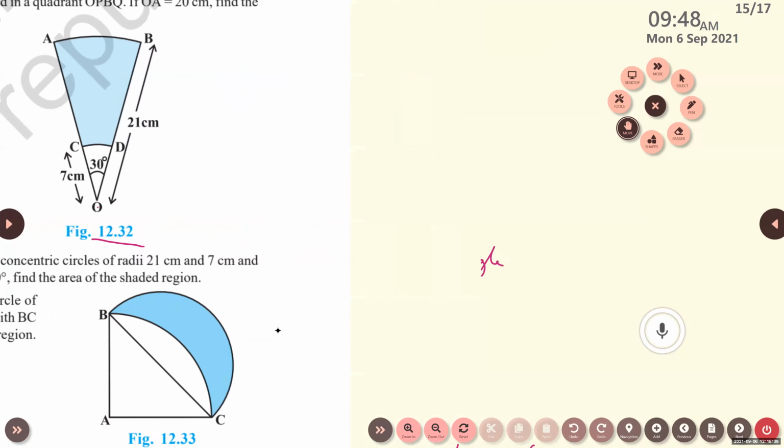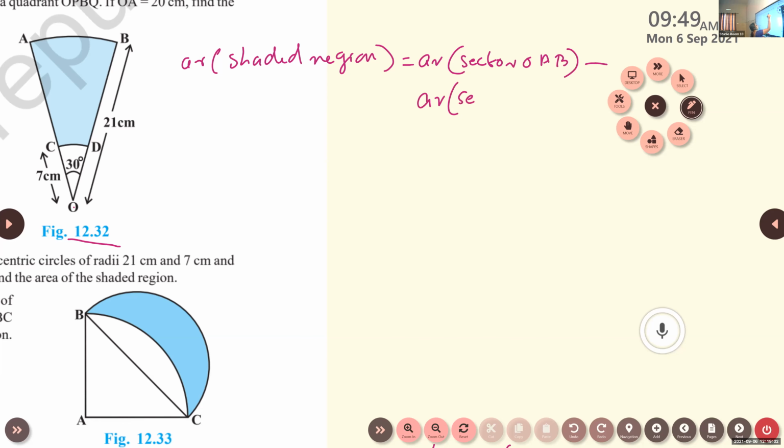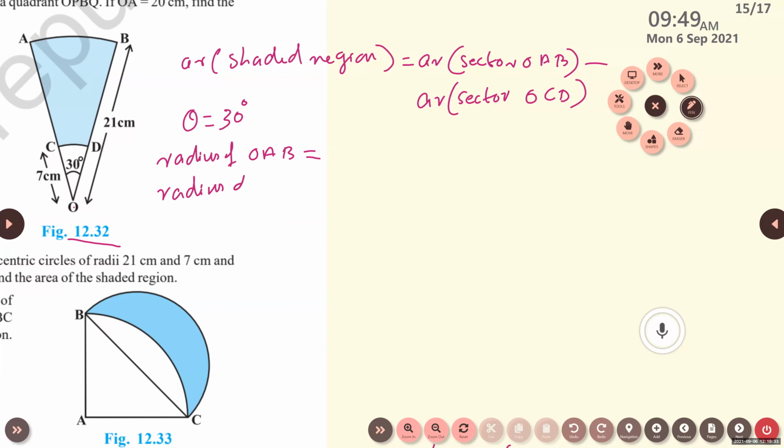So area of the shaded region equal to area of sector OAB minus area of sector OCD. Now, what is theta? Central angle theta equal to 30 degree. And radius of sector OAB is 21 centimeters. And OCD? 7 centimeters. Everything is given. Substitute and find out.